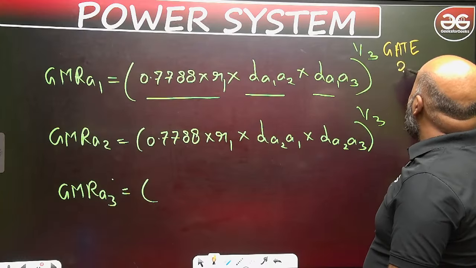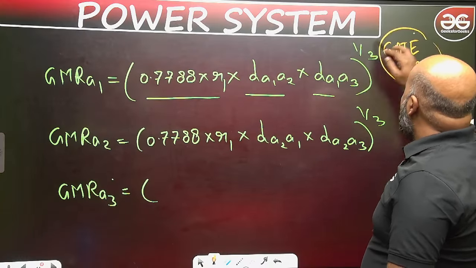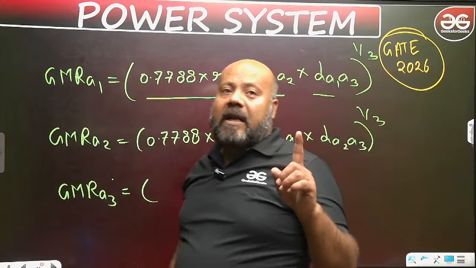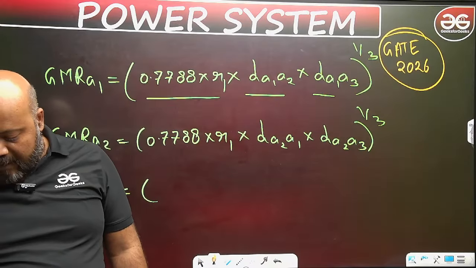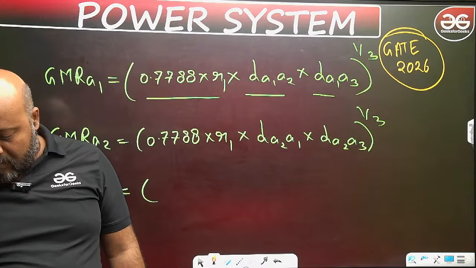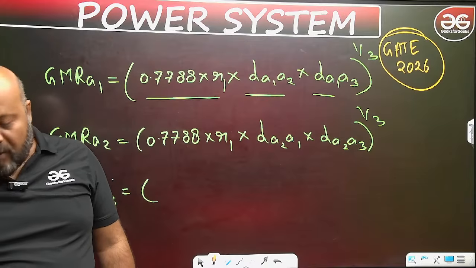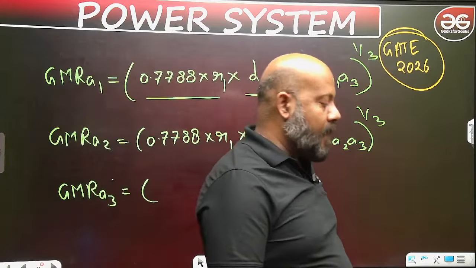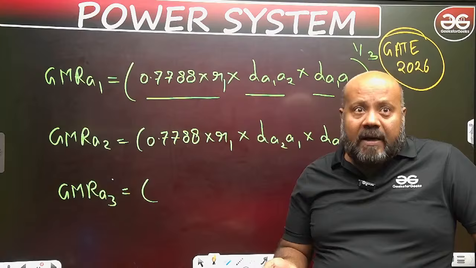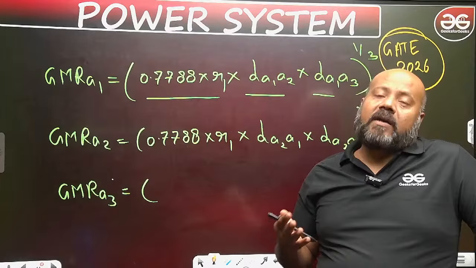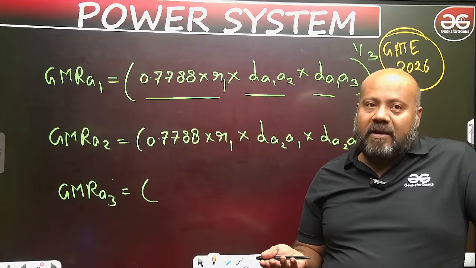GATE 2026, at least one question you will get from the calculation of GMD and GMR. At least one calculation. At least one question you will be getting from calculation of GMD and GMR. It may be bundled conductor, it may be stranded conductor, it may be a double circuit line.